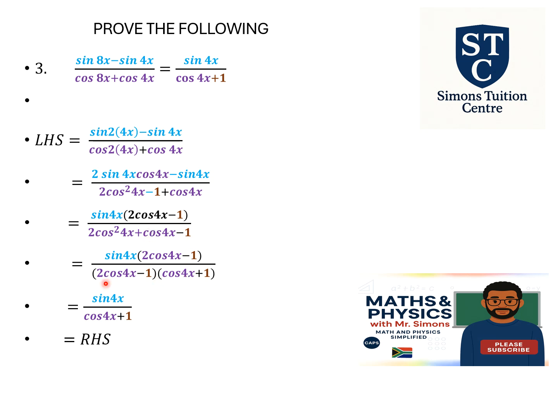But I want a positive there, so 2 times positive 1 gives me positive 2, minus 1, 2 minus the 1 gives me then positive cos 4x. 2 cos 4x minus 1 cancels with 2 cos 4x minus 1. I'm left with sine 4x over cos 4x plus 1, which then equals my right hand side.